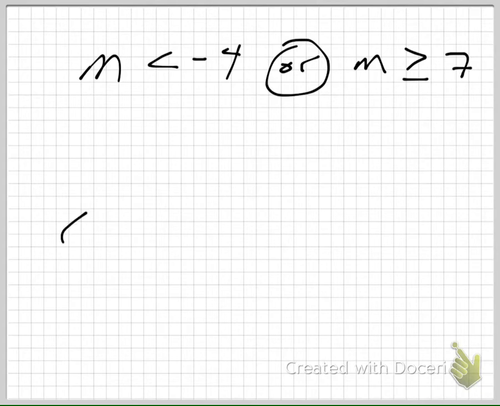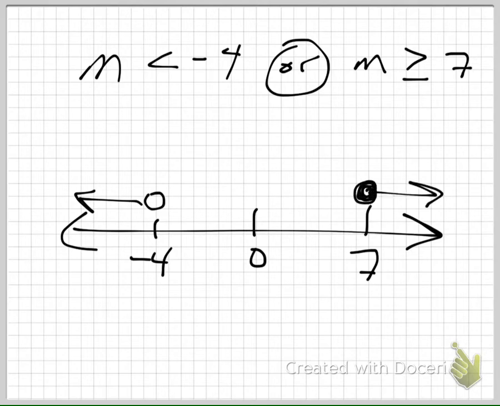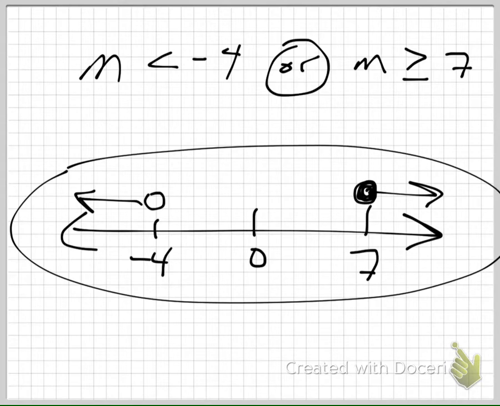So how would you graph that then? You just graph them each individually. There's my 0, there's -4, there's 7, right? And now we're going to graph them each individually. Less than -4, is it solid or open? Open to the left. And then the greater than or equal to 7, solid to the right. This is your graph for our set here. Does that make sense? Okay.